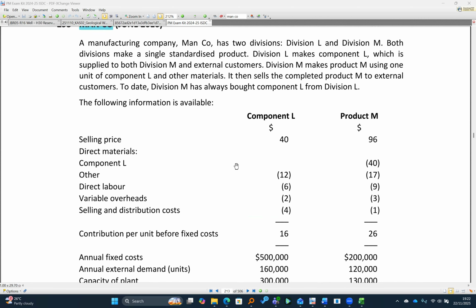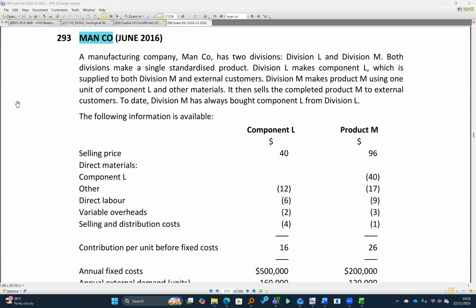And then, of course, now they say that this manufacturing company, Manco, has two divisions, Division L, Division M. They both make a single standardized product. Division L makes component L, which supplies to both Division M and external customers. Division M makes the product M using 1 unit of component L and other materials. It then sells the completed product to external customers. So right now, Division M has always bought component L from Division L.